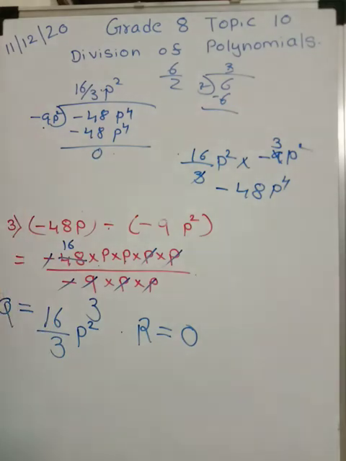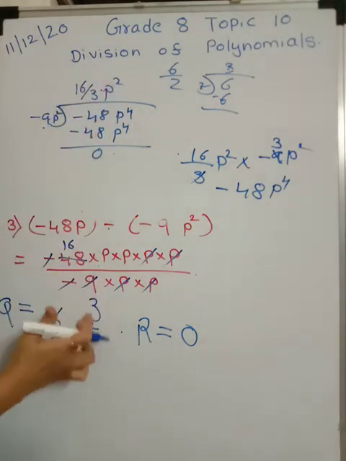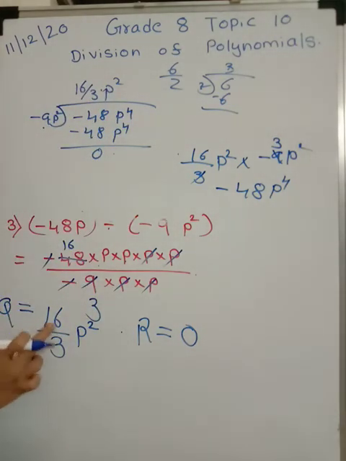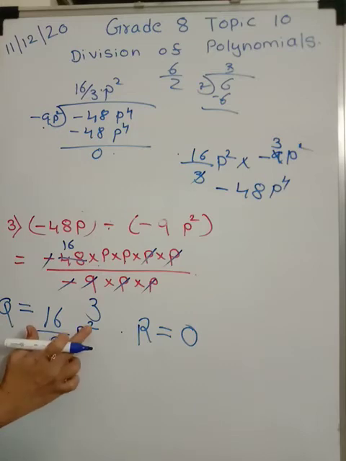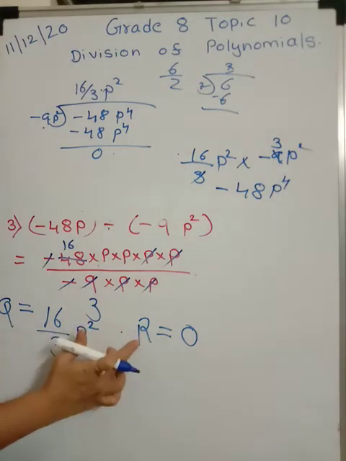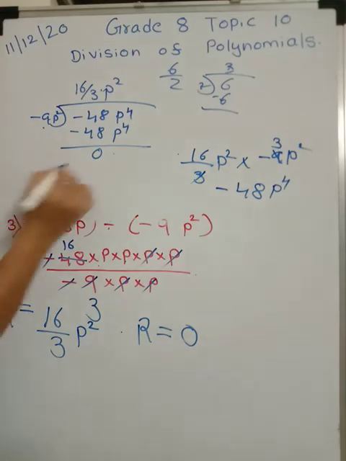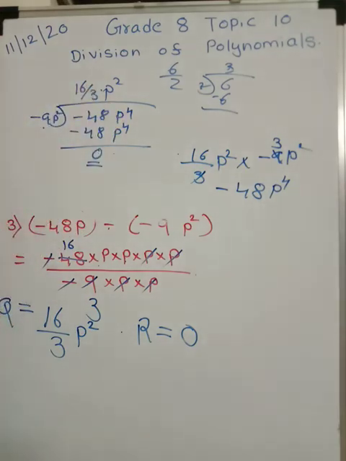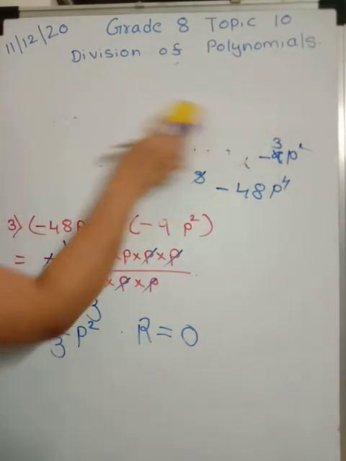We got this answer. And therefore we say quotient is what we got after dividing. 16 by 3 p square is your quotient. And if this is quotient, then you get remainder as 0. Remainder will be 0 if this is quotient. Is this clear? Okay. Now let's go to the next, fourth problem.